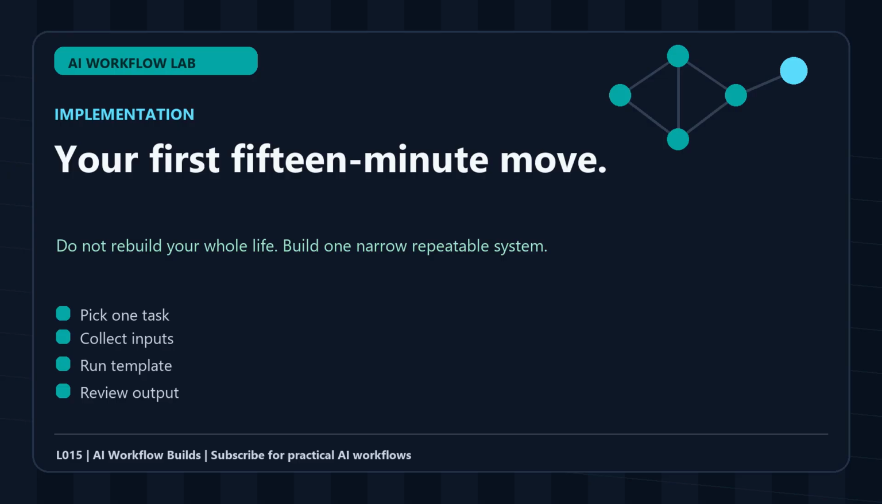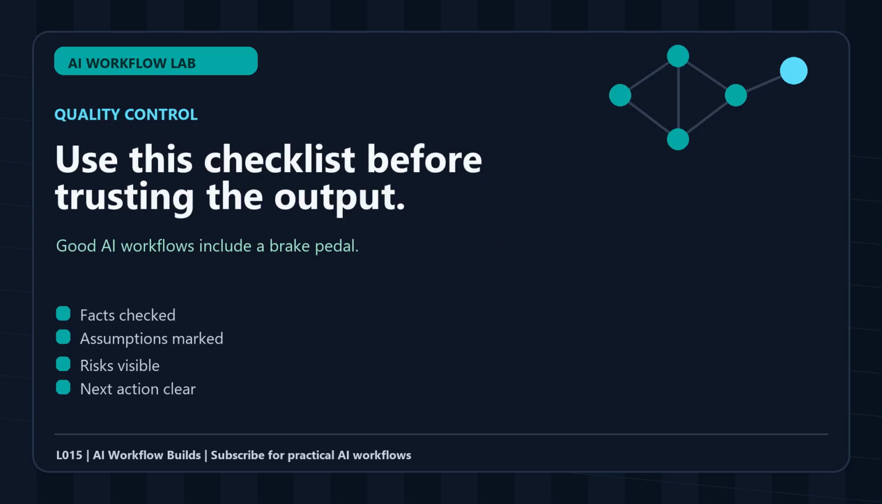If the answer is no, do not throw away the whole workflow. Fix the rule that failed. If the output was too broad, add a limit. If it invented facts, add a source requirement. If it ignored constraints, move the constraints closer to the top of the prompt. If it gave too many ideas, force a ranked top 3. This is the real skill, not writing clever prompts, but debugging systems. Once you learn to debug the workflow, you can apply the same method to almost any practical AI task.